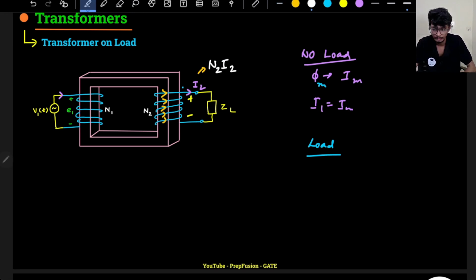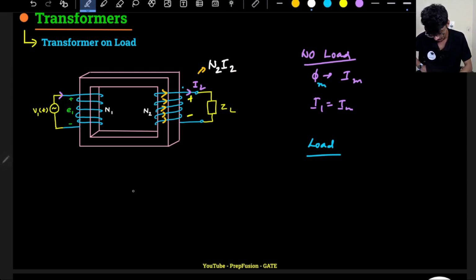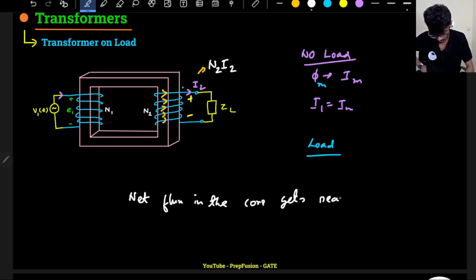Now due to this MMF, of course the flux in the core will be reduced, right? Because that is the main purpose of this MMF. That's why this MMF was actually created. Lenz's law created this MMF. The net flux in the core gets reduced.